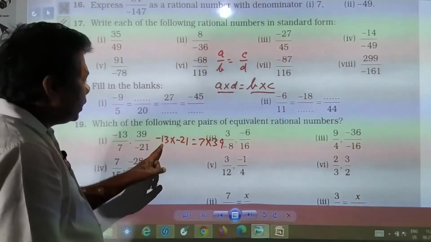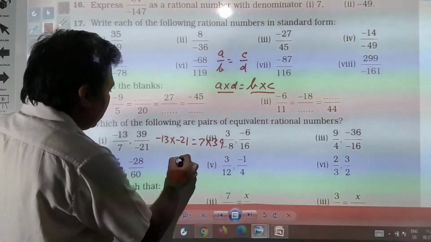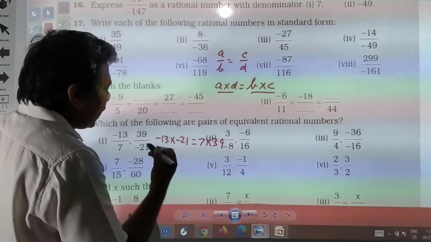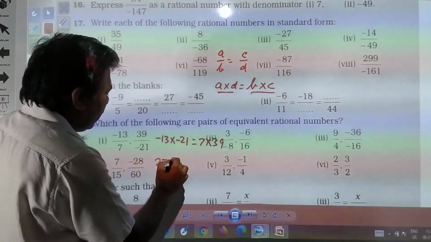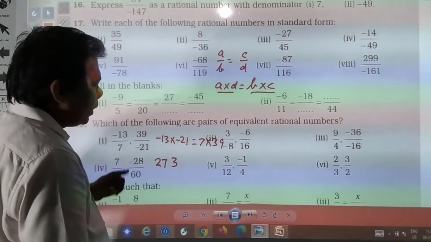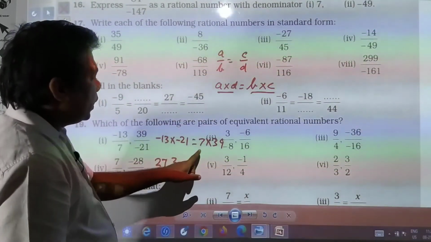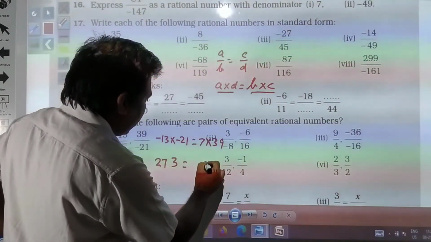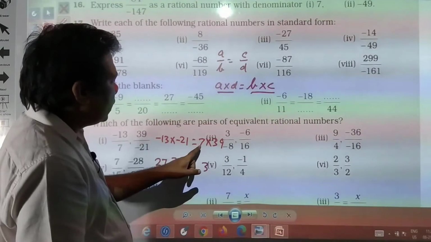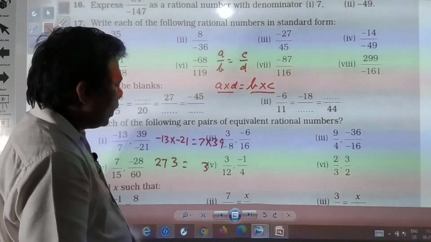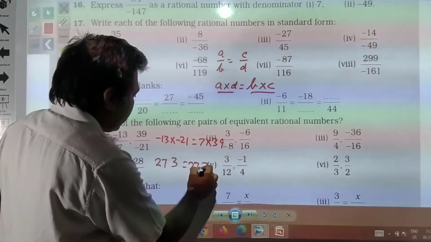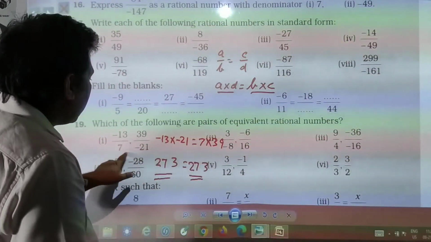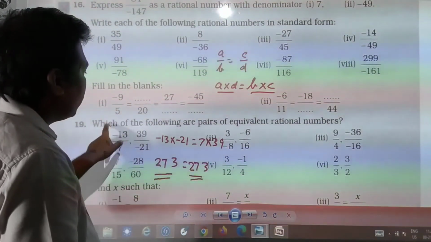So you multiply this, 13 ones are 13 and 13 twos are 26 and 1 is 27, and minus into minus is plus, and here you see 7 nines are 63, 6 you have, 7 threes are 21 and 6 is 27. So if it is coming equal, then this is an equivalent fraction or equivalent rational number.